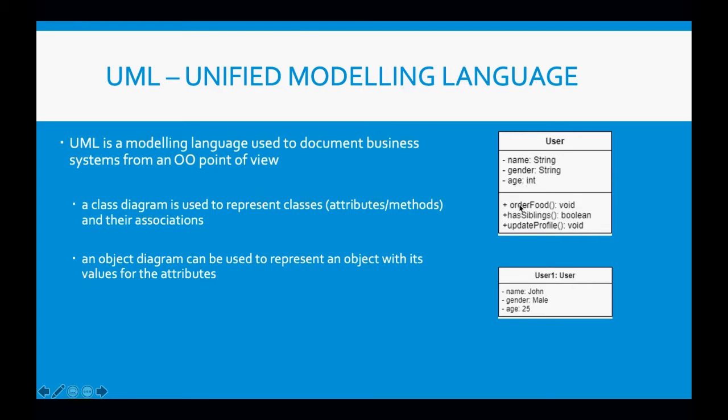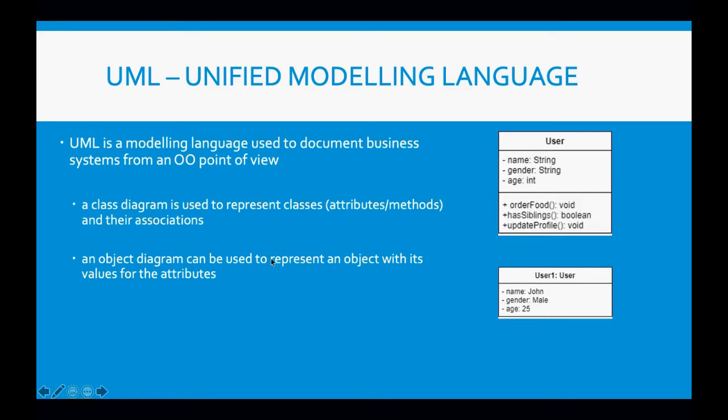And for my class user, I want it to have three methods. I want a method where I can order food, and I don't want it to return anything. It also doesn't take in a parameter. I also want it to have a method that asks if my user has siblings. I want it to return true or false, and it doesn't take in a parameter. And I also want another method where the user can update their profile. And I also don't want it to return anything.